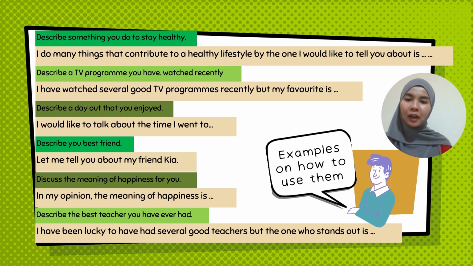Alright, or maybe you want to use another phrase, to describe your best friend. Instead of using "My best friend is Kia," you say, "Let me tell you about my friend Kia." You see the difference or not? "I am going to talk about my friend Kia." "My best friend is Kia." "Let me tell you about my friend Kia." Okay, sounds good, alright?